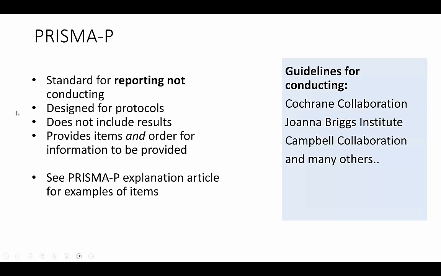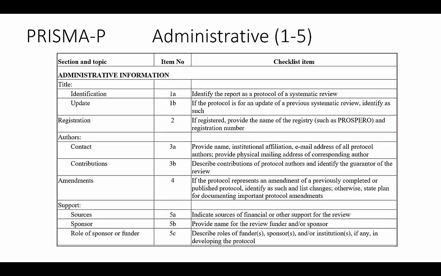So, bringing it all together. PRISMA-P is a standard for reporting your protocol. If you want conducting ones, you can look to the Cochrane Collaboration, Joanna Briggs, Campbell. It doesn't include results, so that's not a part of it. And it provides the items and the order of the information that needs to be there. So I divided this into a few parts here, and I'm just going to have one slide in between these to give little tips as we go through.